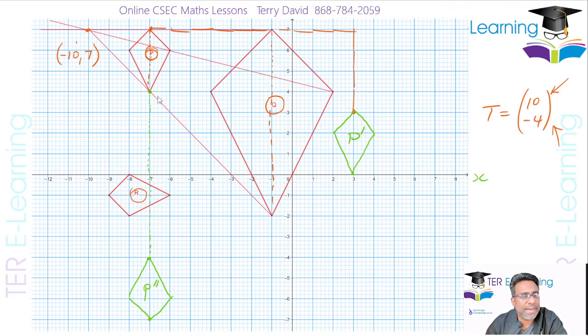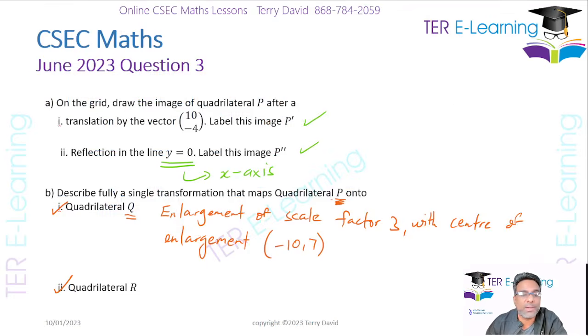But I tried constructing this to locate the center of rotation and I can't. So I don't know if there's a problem. If you all have any ideas, let me know. But I am not sure what this particular transformation is. I am not sure. So that's question 3.